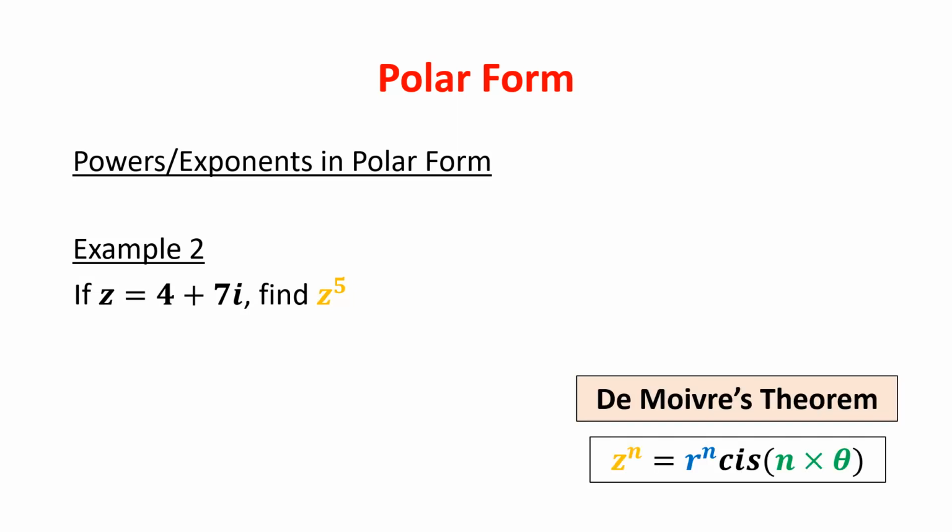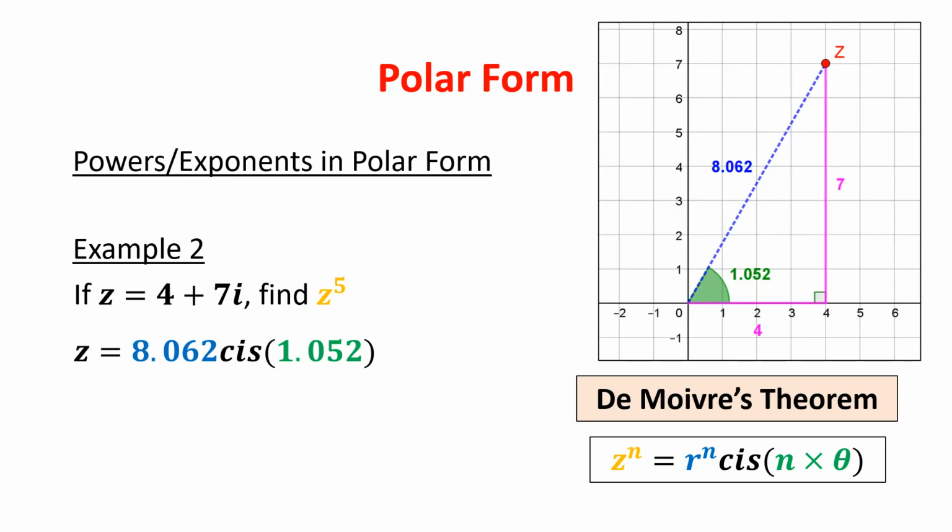And I'm going to use de Moivre's theorem once again. But what it means is I have to change z back into polar form. And you may hopefully remember how to do that. Keep revising those basic techniques. You need to find the modulus, which is the distance away from the origin using Pythagoras. And I get 8.062. I've rounded that to 4 significant figures. And then I get cis. And then I get my argument, which is the angle rotated anti-clockwise. And I'm working in radians here, so I get 1.052 radians.